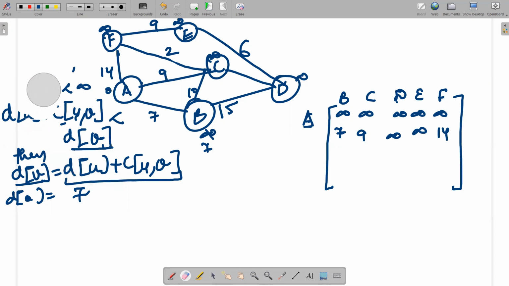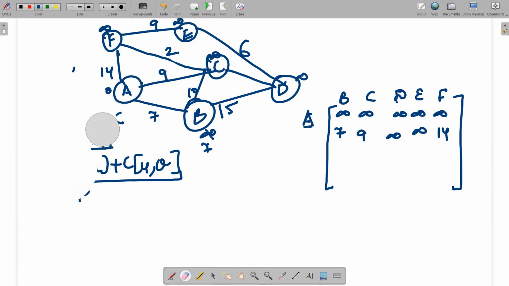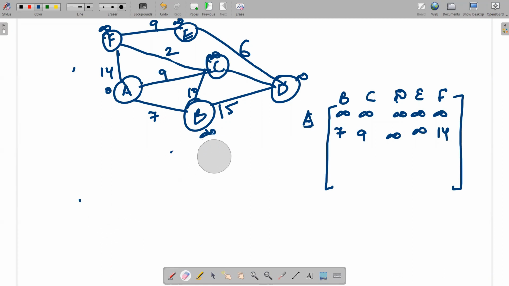So I'll quickly cover the concept of greedy algorithm. What is the greedy algorithm saying? If we have a particular scenario given to us, whatever is the minimum distance among these values 7, 9, and 14, you have to freeze that value. So 7 is the minimum distance from A to B, and that value is frozen. It means A to B is fixed.